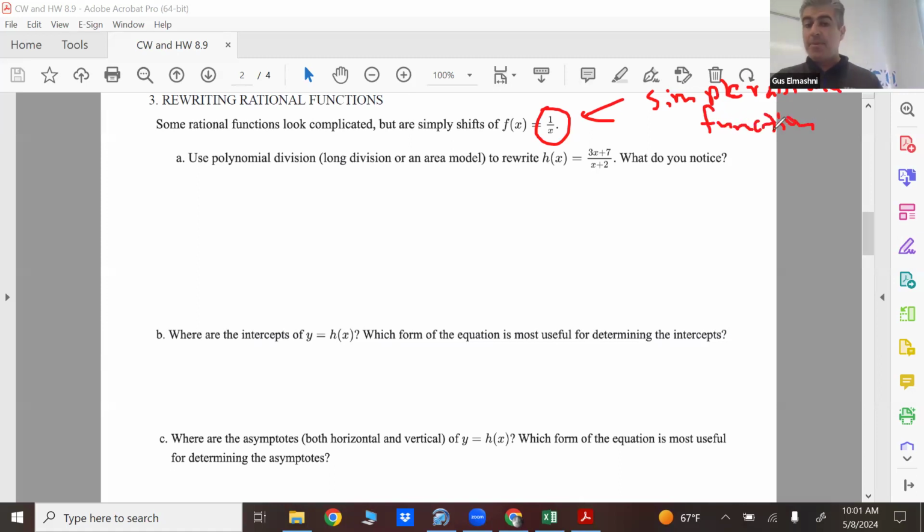But the one in the example is not simple. But what do we do? Use division. So here's how I'm going to do it.